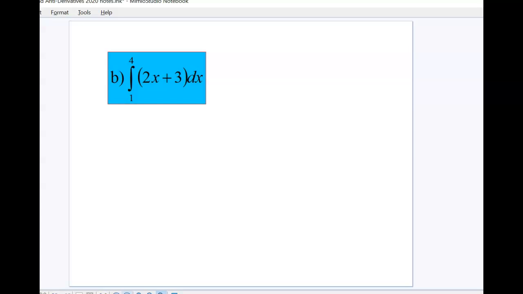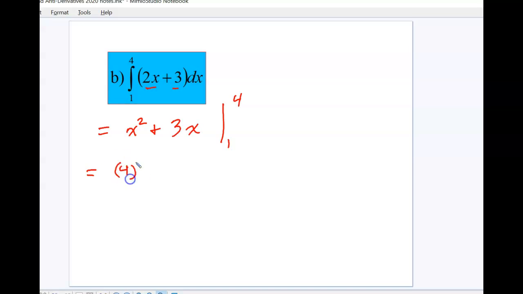Okay, so for this next example, what I need to do is integrate each term in my integrand. So the integral of 2x is going to be x squared. The integral of 3 is 3x. And if you want to check if you're right, if you take the derivative of this, you'll get back what you started. And now I want to evaluate this from 1 to 4.